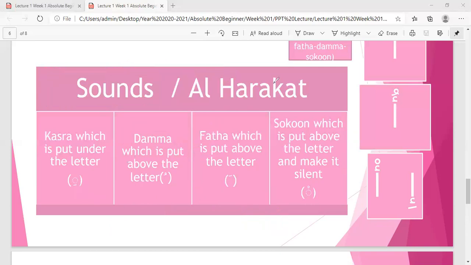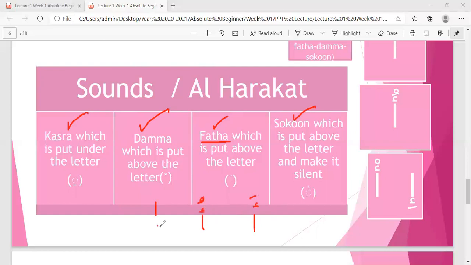So, what are these sounds in Arabic? Only the sounds, I didn't go to the long sounds yet. What are the sounds in Arabic? Harakat. I don't need you to memorize them, just mention them. Okay. Fatha. Kasra. Damma. And sukun. Let me write this.